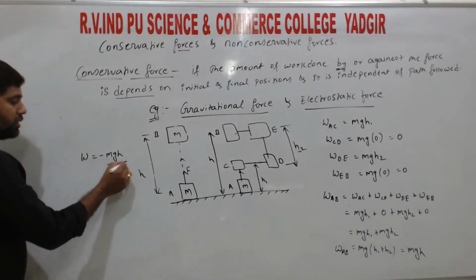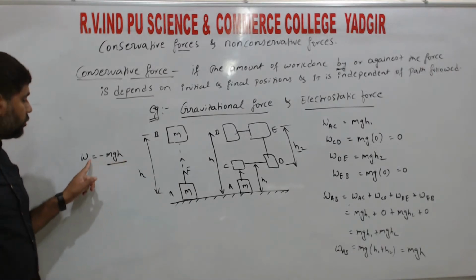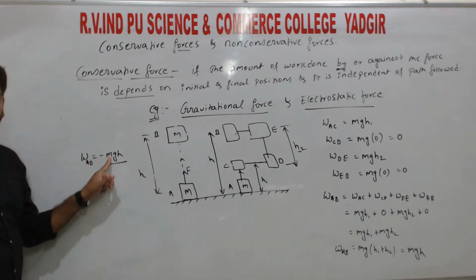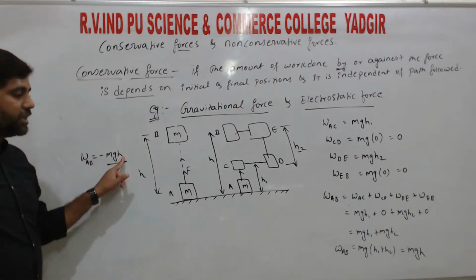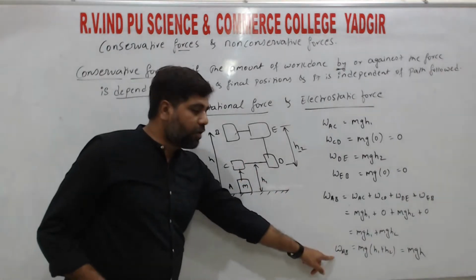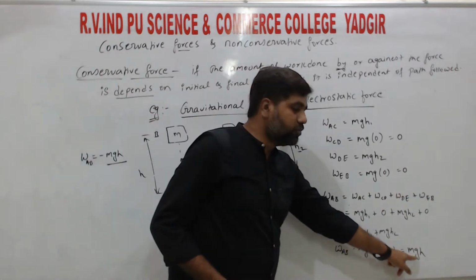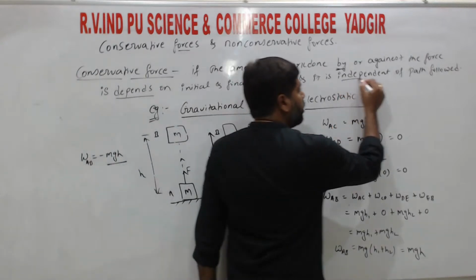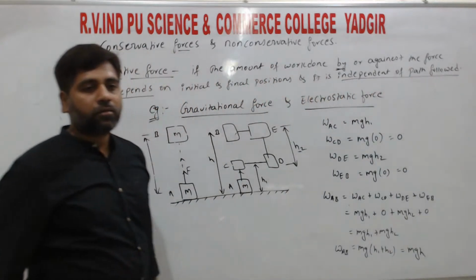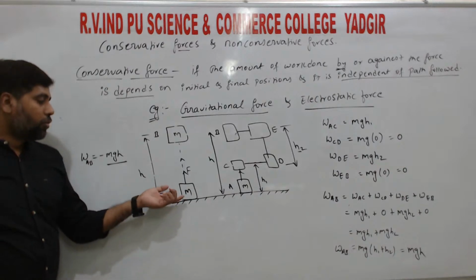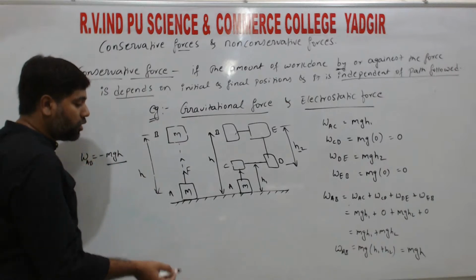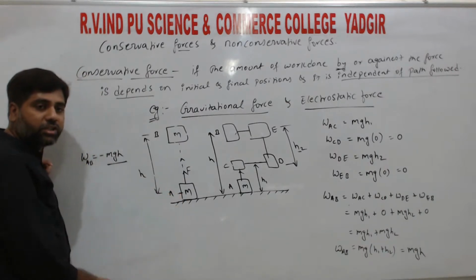So comparing these two relations, initially directly from A to B we get the work done, that is mgh. Even though the path changed, the work done we get finally is mgh, right? So from this we can say it is independent of the path followed. So we can conclude that the work done by the gravitational force is independent of the path followed, it depends on the initial position of the object and the final position of the object.